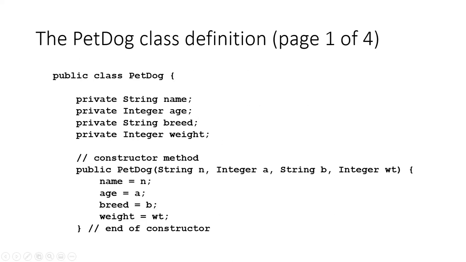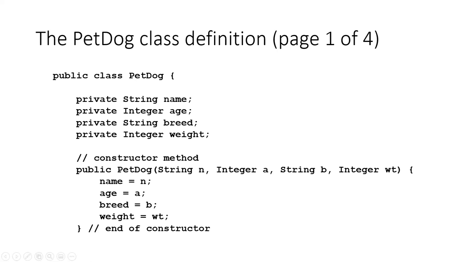Okay, so here would be the Java definition for this pet dog class that I've described previously. All class definitions start with public class and then whatever the name of the class is. The first thing inside the body is going to be the declaration of the properties. All the property declarations for an object start with the keyword private, and then we have the data type and then the name of the property. So we have a private String property called name, a private int called age, a private String called breed, and a private int called weight. Every pet dog object is going to have those four properties.